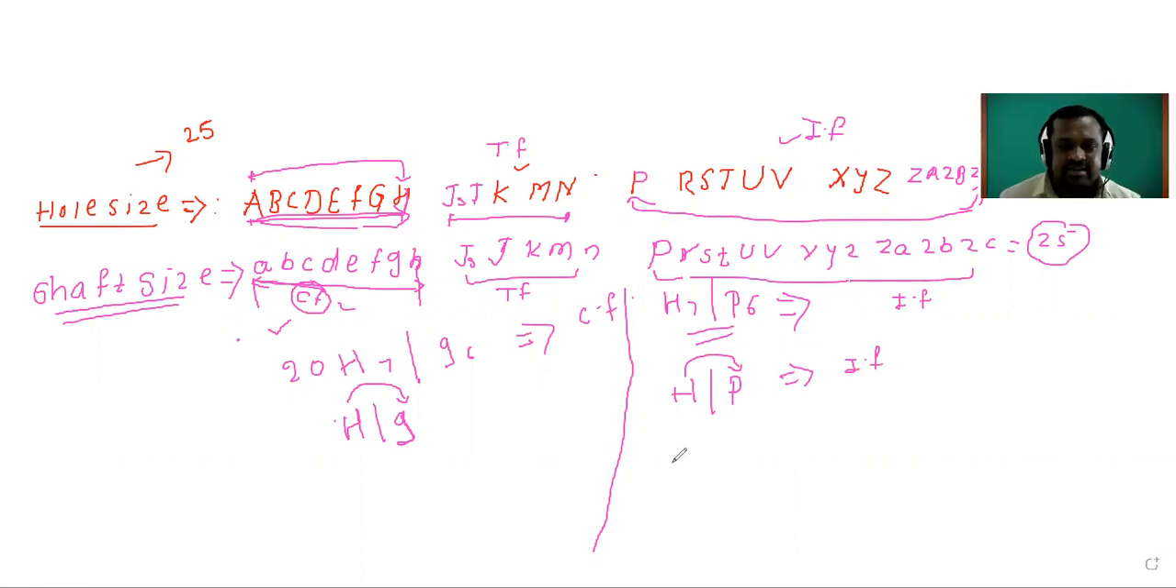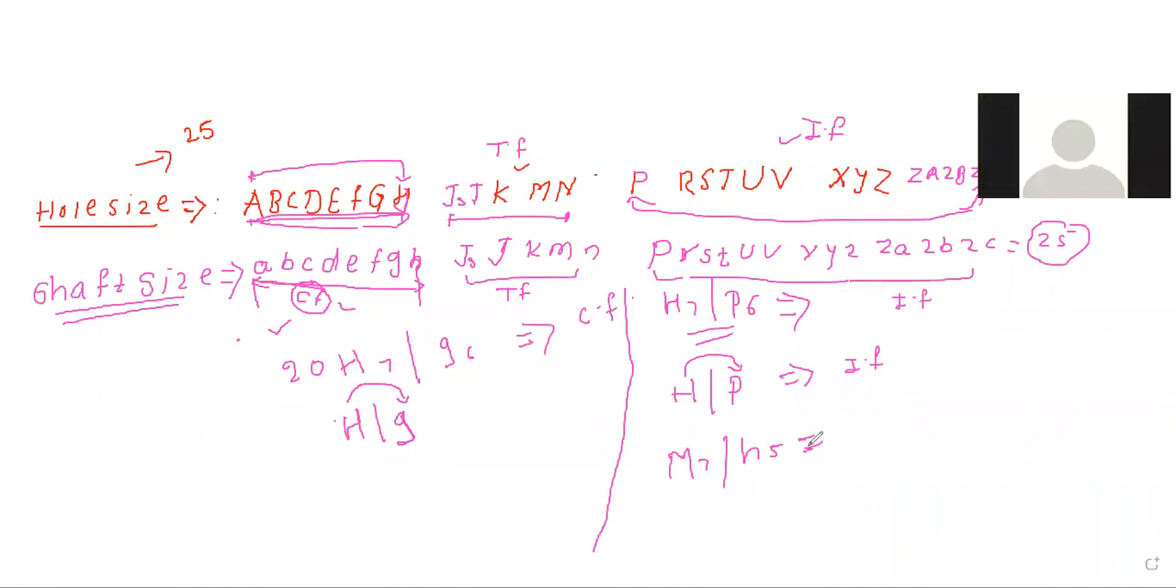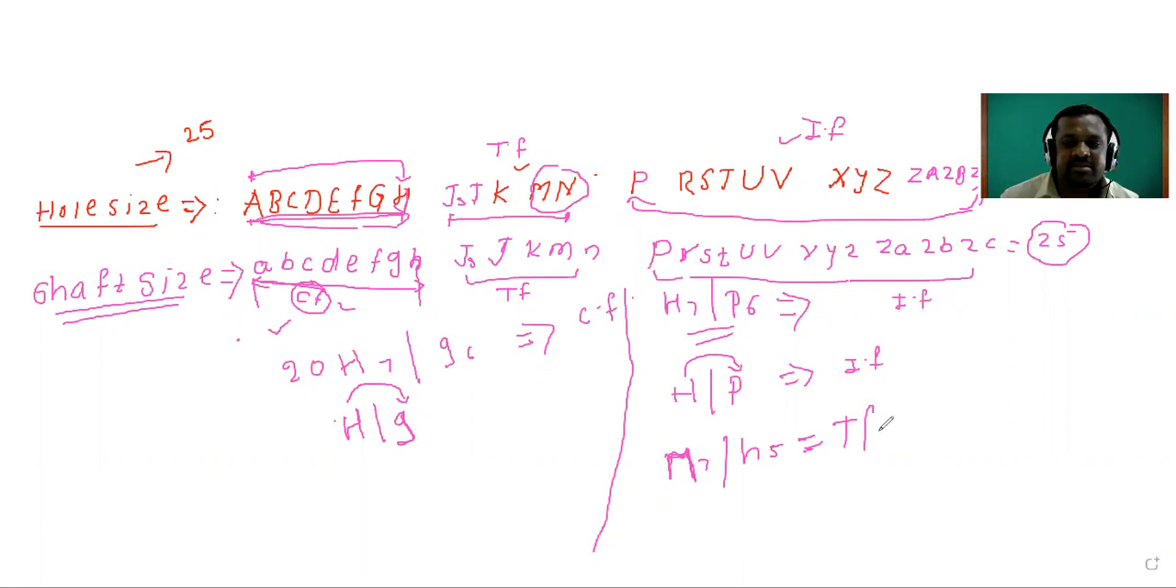Okay, so I will take the next example. Capital M7 and small h. Then tell me. Clearance? Transition fit? Which fit will it be? Which letter came here? Capital M came. Is capital M here in A to H? No, not in A to H. Where is capital M? Here. For capital M directly we know it is the transition fit. So this is the transition fit. Okay. Yes, sir.